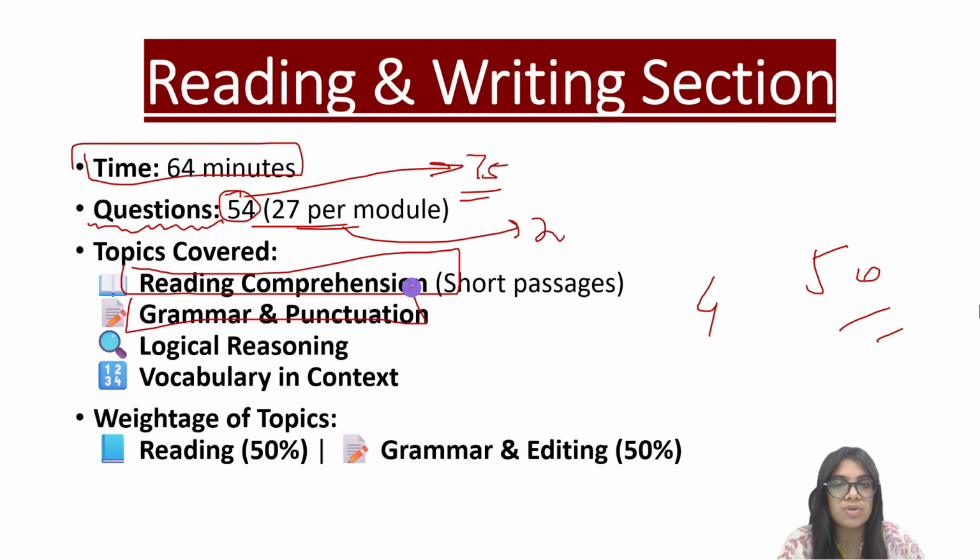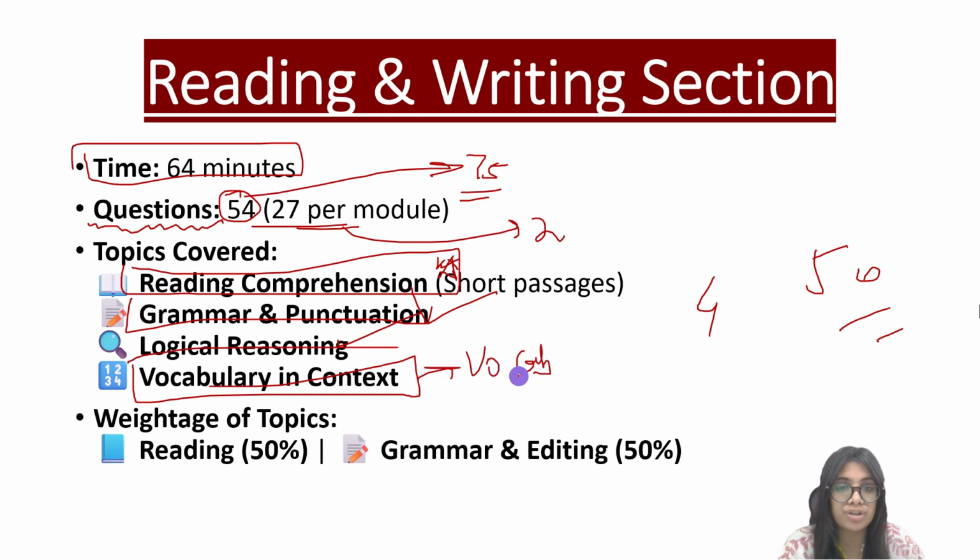grammar and punctuation. Short passages are usually a problematic thing for all of us. Then logical reasoning is not a big problem. Grammar and punctuation, not a very big problem. Then the other problem lies in vocabulary in context. Here they are going to check your vocab basically. So you need to have a very good vocab. You need to know words like abase, abate, abbreviate, many things like that. All right, so this is a tougher section for all of us.